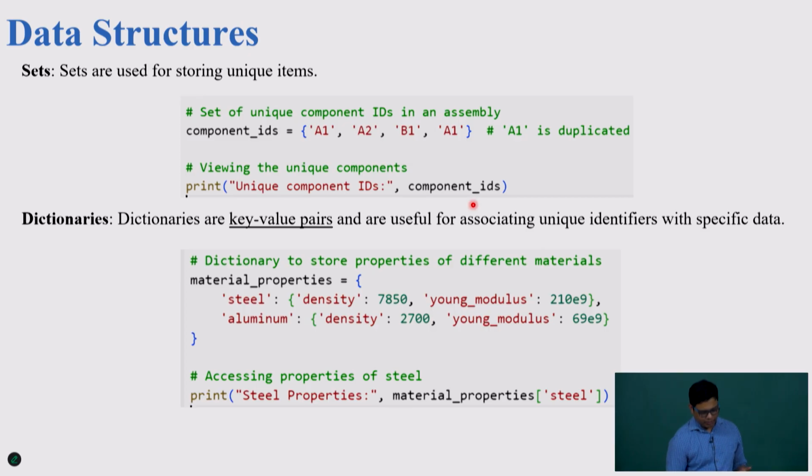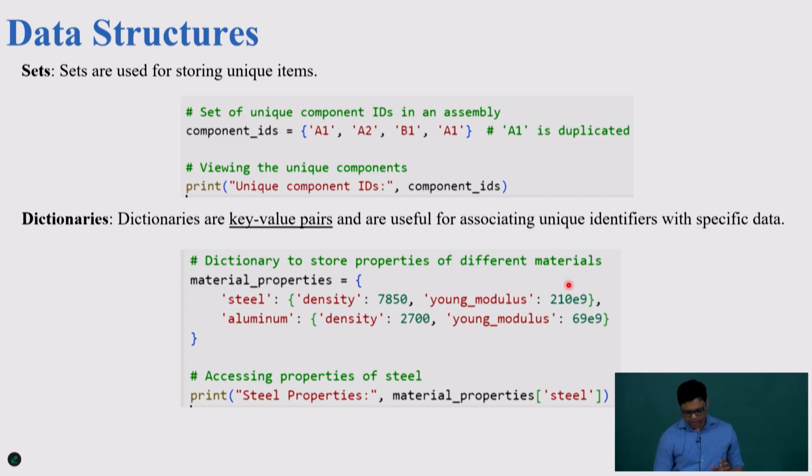So you have, for example, material property, and under the material property there is a dictionary, and the dictionary is defined by key value pairs. So here the key is steel, and the value is again another dictionary which has key as density and value as this, key as Young modulus and value as this, and so on. And you can have nested dictionaries, right?